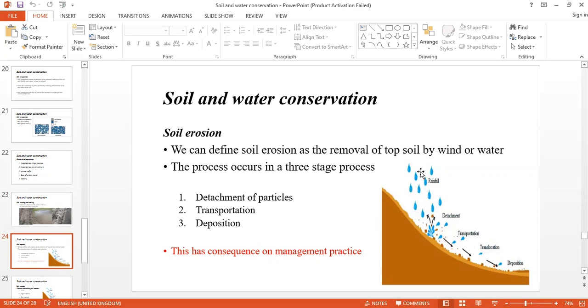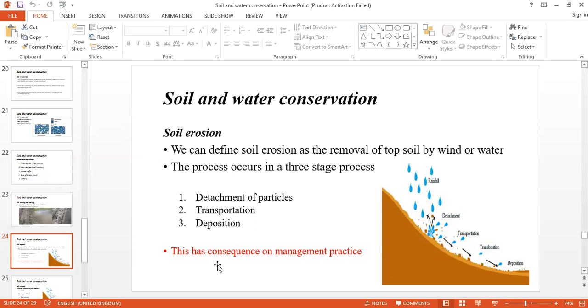For example, here when the rain is coming, it's hitting into the soil, so it's breaking the soil particles. Then as it breaks, it starts to transport them until it deposits them at the lower end.